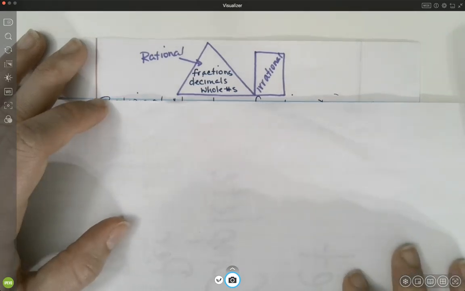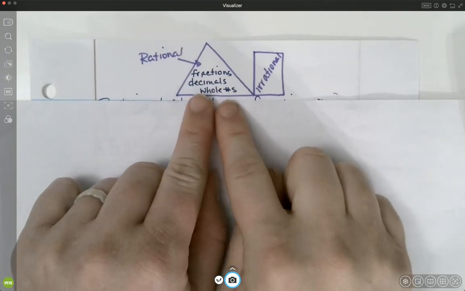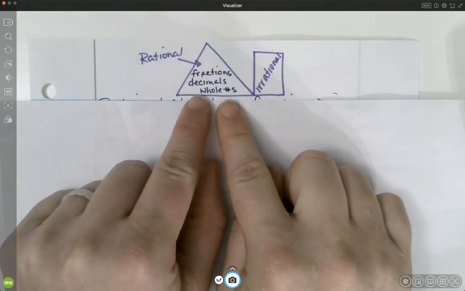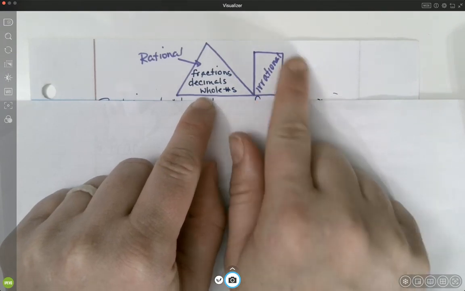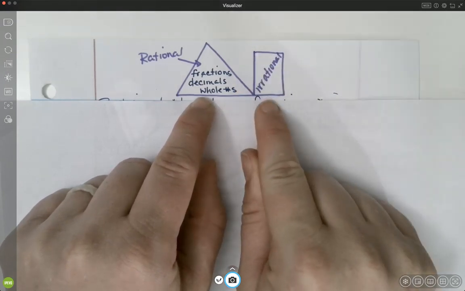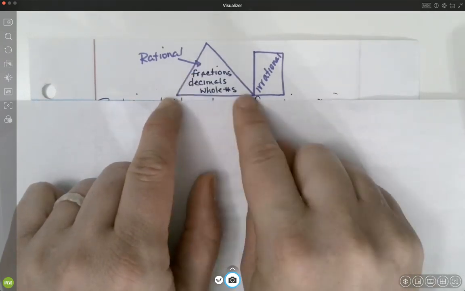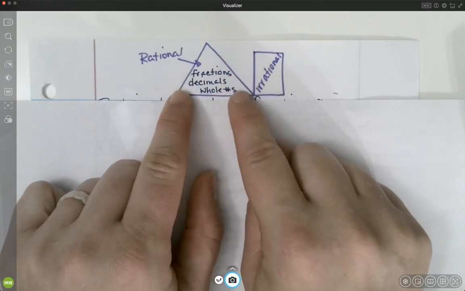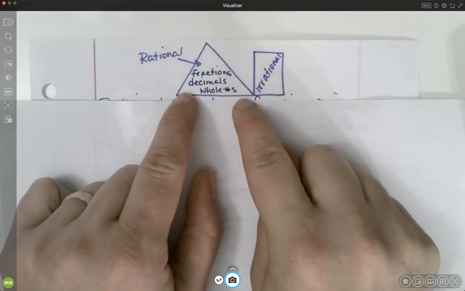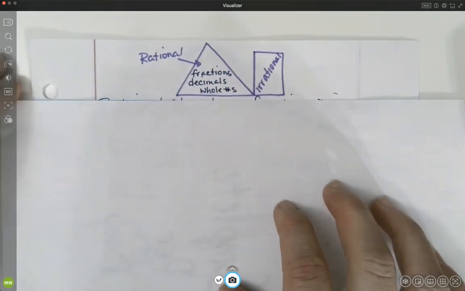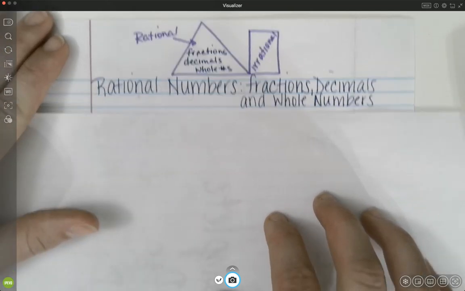Right, so in our classifying video, we took a look at this diagram and I simplified it. We had our pyramid, which is rational, dealing with fractions, decimals, and whole numbers. And over here we have our irrational island, which is pi and non-perfect square roots. The purpose of this video is to focus on this pyramid, on how to get from one of these to the next internally. So fractions, decimals, and whole numbers is what we're going to be working with. That is our focus: rational numbers.